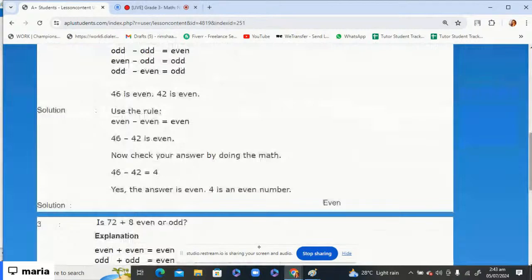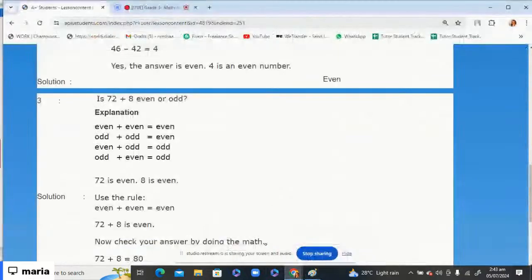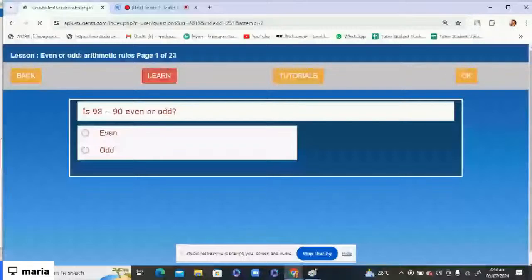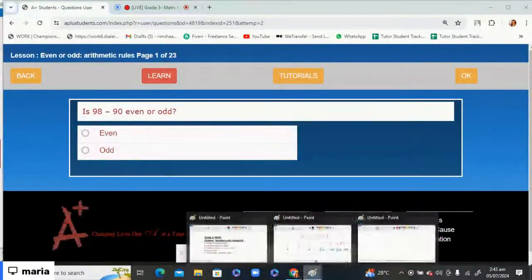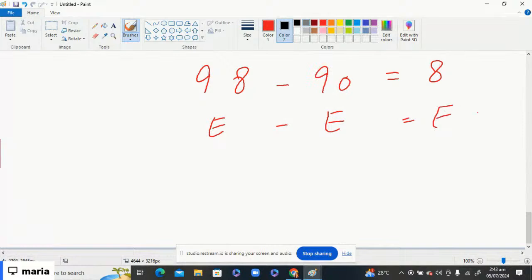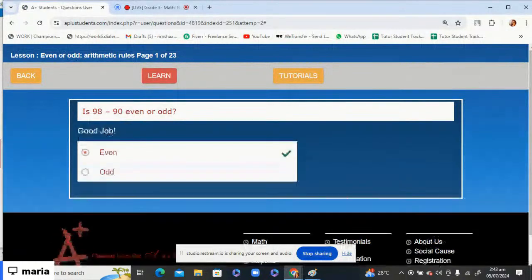Okay, let's do some test questions for that. 98 minus 90. Let's do it. What is the answer? This is even minus even. Let's check. 98 minus 90 is 8. This is also even. Understand? Let's check. It's even. Yes, this is the right answer.